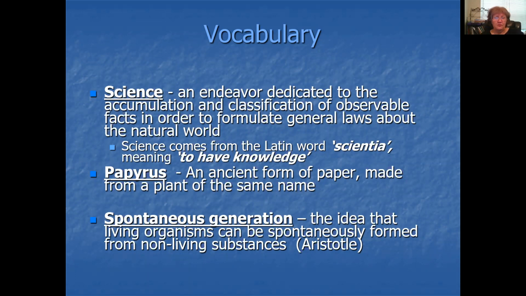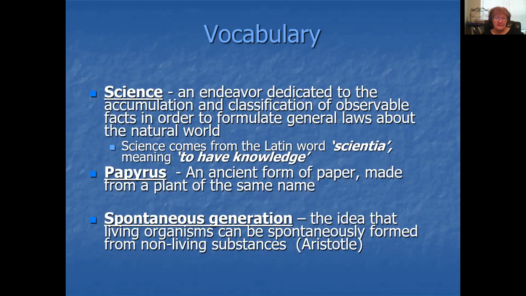In order to formulate general laws about the natural world. So science is gathering up evidence, gathering up data, right? Classifying that data, putting it into its proper place, order, maybe in groups, and taking that and using it to make laws, general laws about how the world works. That's what science is, okay?